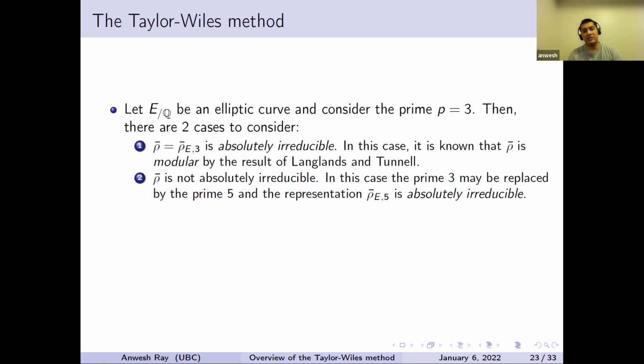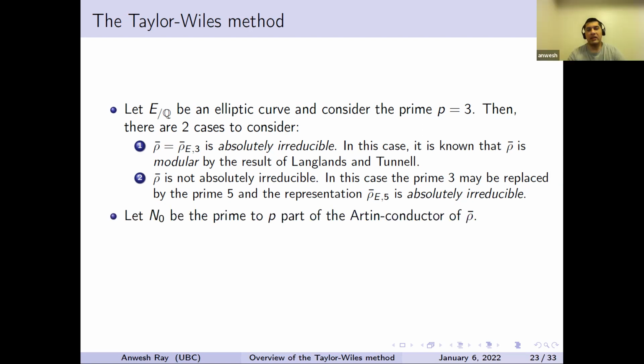So if Rhobar at 3 is reducible, then if you switch 3 with 5, it actually becomes absolutely irreducible and also modular. So there's actually a lot of content. Switching to 5 guarantees the absolute irreducibility. Yeah, so this is where the semi-stability hypothesis is used. So after doing this 3-5 switch, if it's reducible at 3, it becomes irreducible at 5, if it's semi-stable, if the elliptic curve is semi-stable. Okay, thanks.